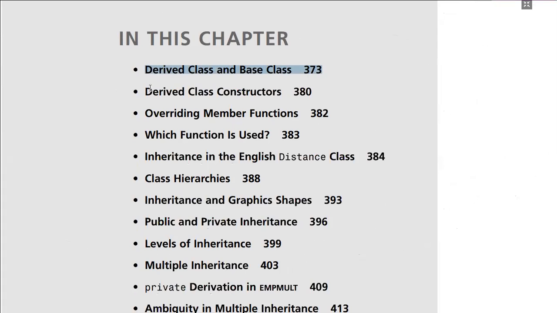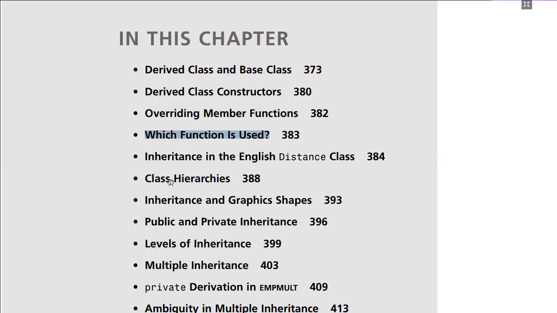We have talked about how the constructors work in case of a derived class. If you don't remember, see the videos that we have seen. Then we have talked about how overriding works. So what is overriding? Two functions will have the same name in the parent class and in the derived class. Then we have talked about which function is used, and how we can also use the parent function. All these are in the video. If you don't remember, just watch from there.